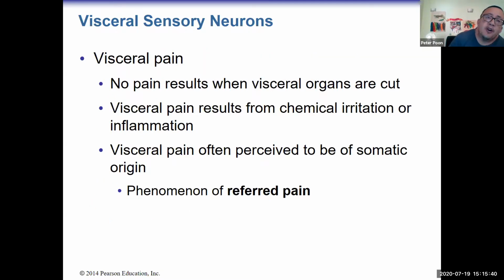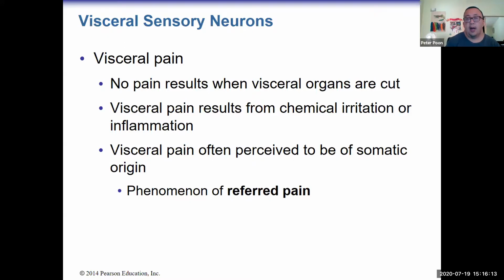Visceral pain: there is no pain that results when visceral organs are cut, which is cool. The visceral pain results from chemical irritation or inflammation. So the visceral pain is often perceived to be of somatic origin, and that phenomenon is called referred pain.